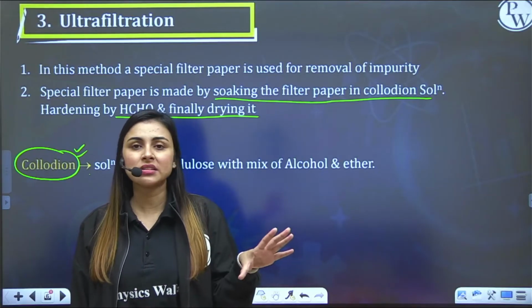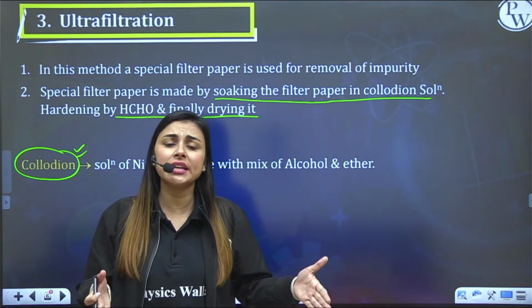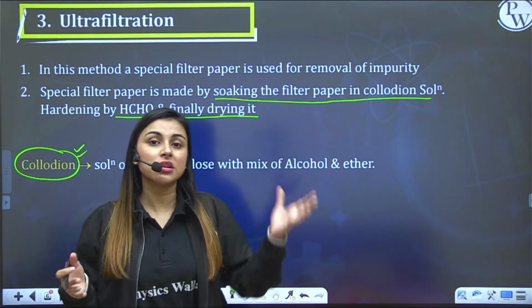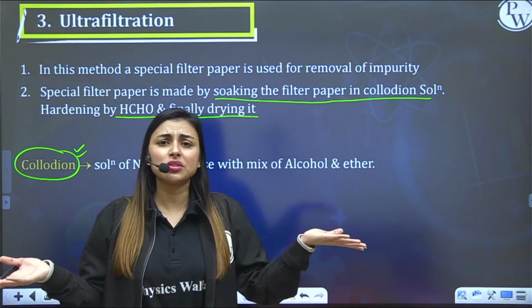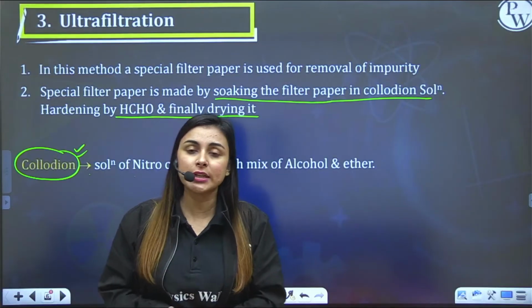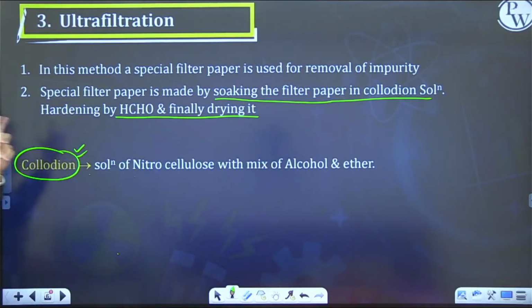If you use the dialysis process, that is dialysis. If you use electrodes, then it is electrodialysis. If you use a special filter paper, then it is ultrafiltration, right? Yes, three methods we have studied till now. Everything is crystal clear. Please go through it, write it down, and then we'll move forward.